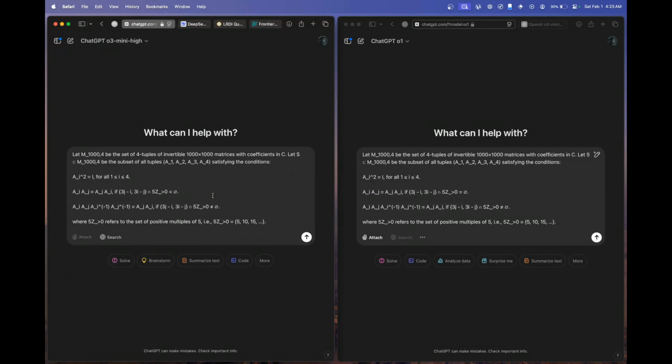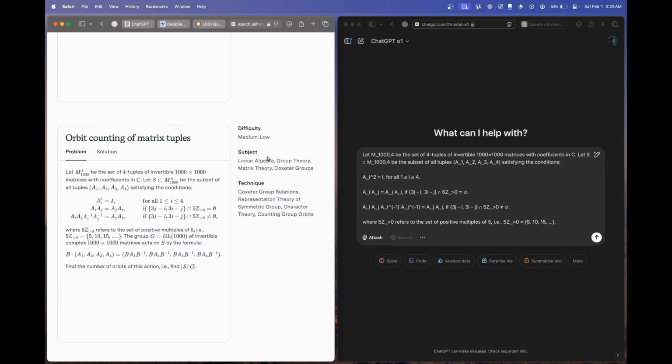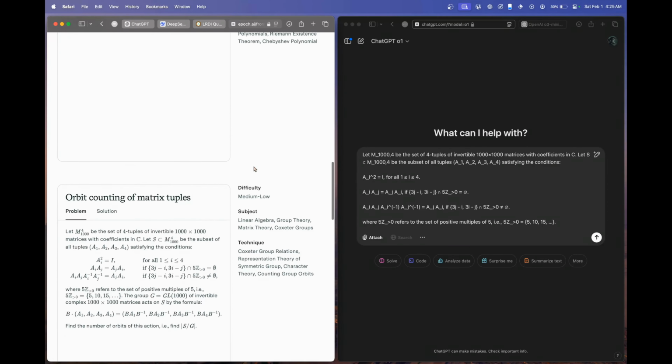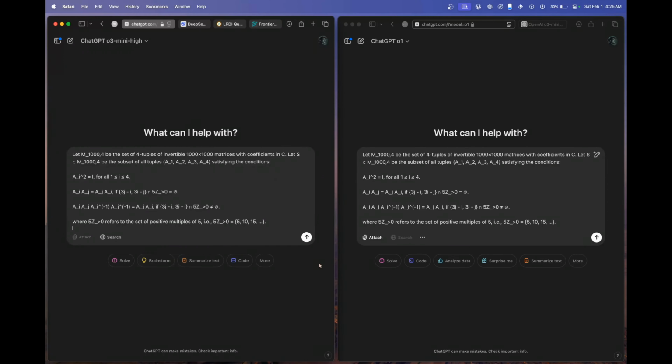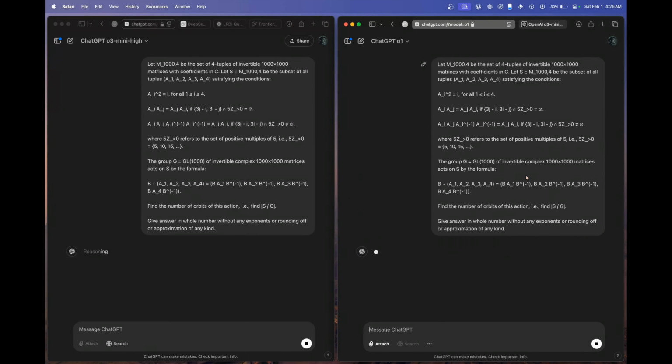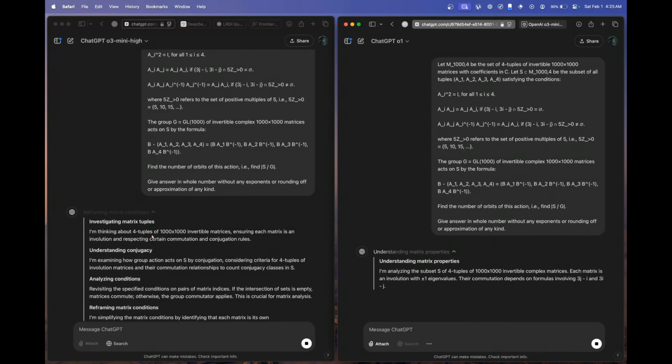Okay, so this is the text version of that question. And as you can see, this is a medium low level question, 2 steps below the previous one. So let's see if they are able to solve it. Let's send this to both of the models. And already we can see that O3 Mini has started responding.